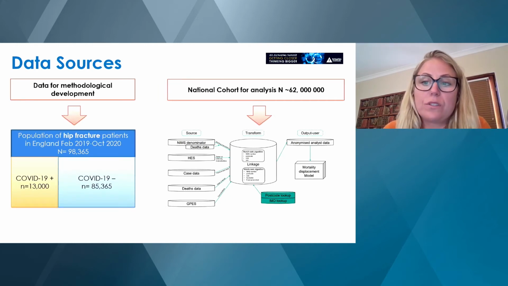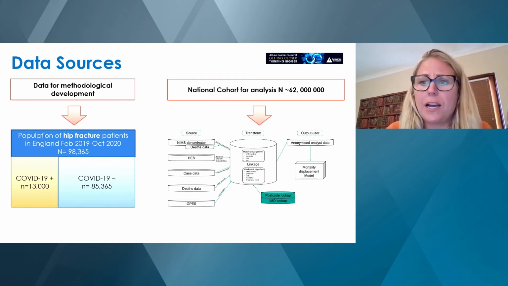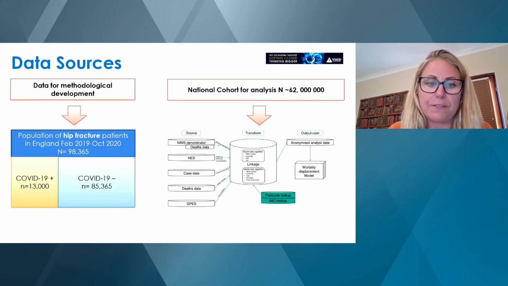We used 2 data sources for this analysis. The first was for the development of the methodology. It was a smaller data set of just under 100,000 individuals on our hip fracture register in England between February 2019 and October 2020. We had about 13% of those testing positive to COVID. And being a hip fracture data set, they're a particularly old population relative to the general population and had a lot of mortality events. So they were a great data set for analysis and development of the methodology.